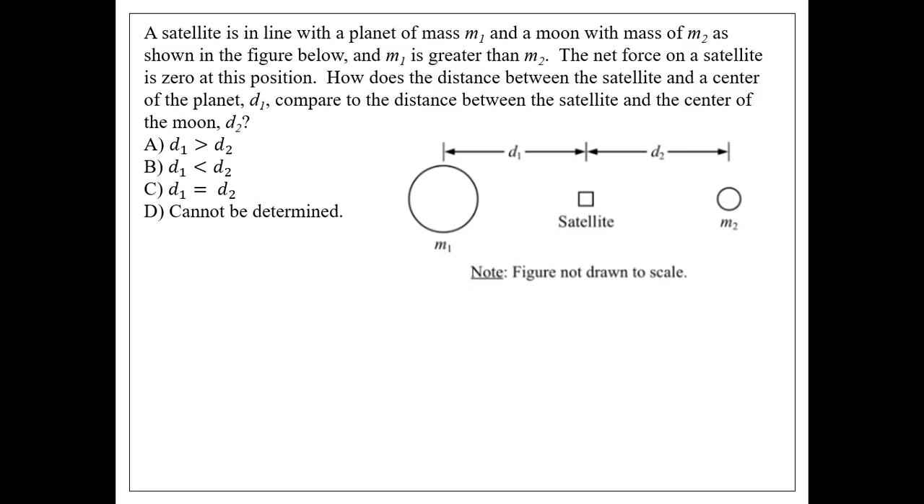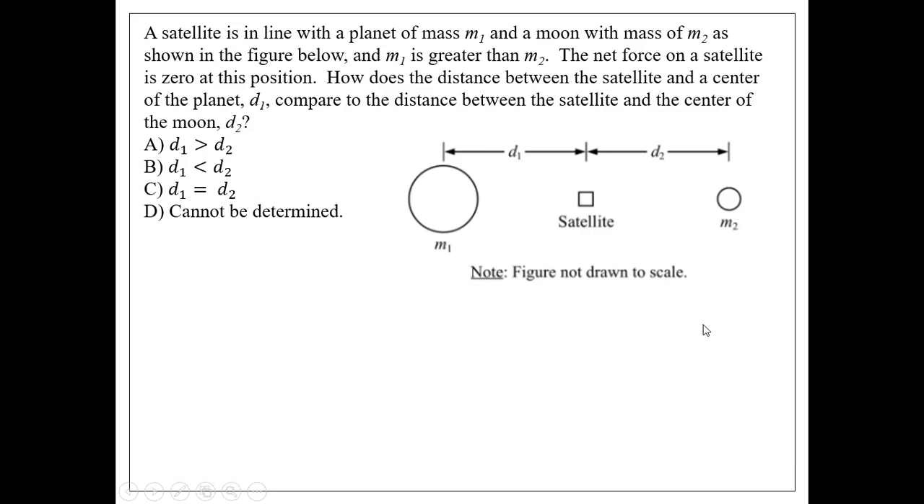In order for a satellite to remain stationary, the two forces must be equal in magnitude but opposite in direction, and that's important. Now the question asked is, how does the distance between the satellite and the center of the planet, D1, compare to the distance between the satellite and the center of the moon, D2? So here's D1, here's D2, and you notice here it's just not drawn to scale, okay? So it wants us to make a true statement between D1 and D2.